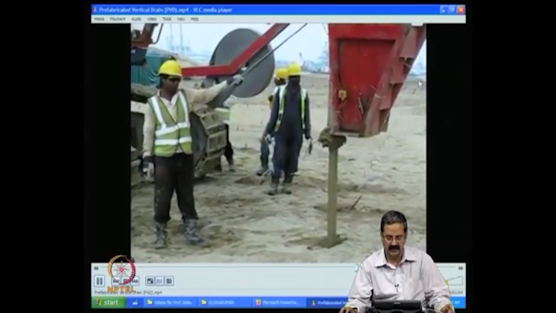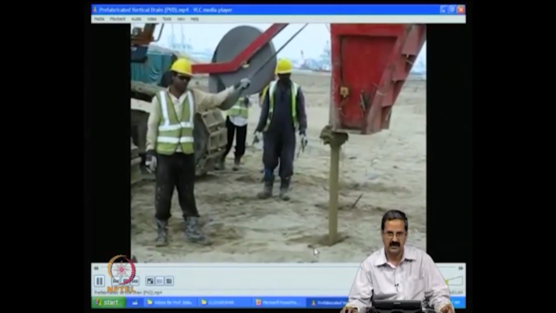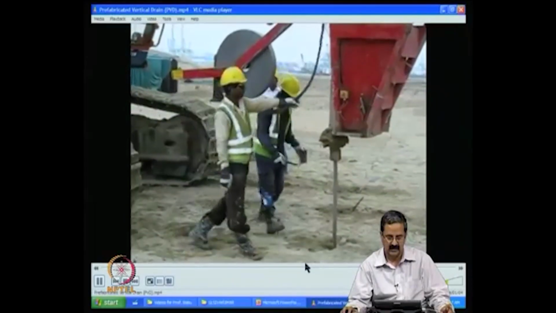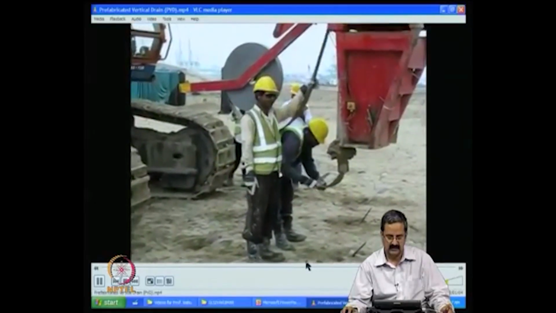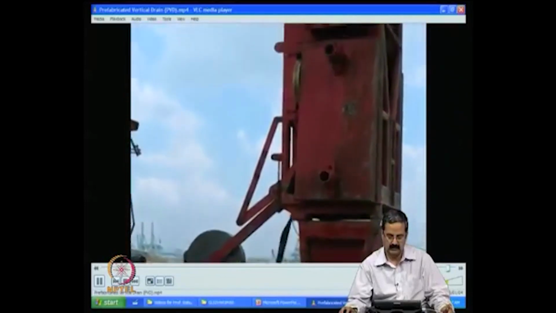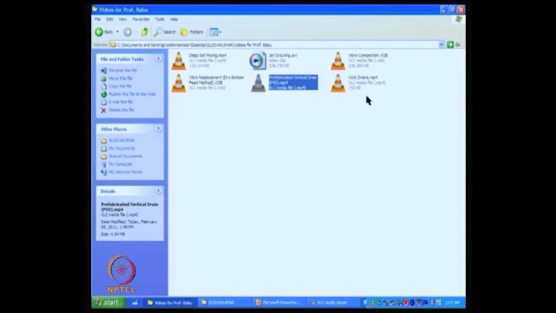You can see lot of other drains here along this line. Say for example, this is an installation of drains along the line. Yeah, now it is cut. So, this is another one which will give some idea.